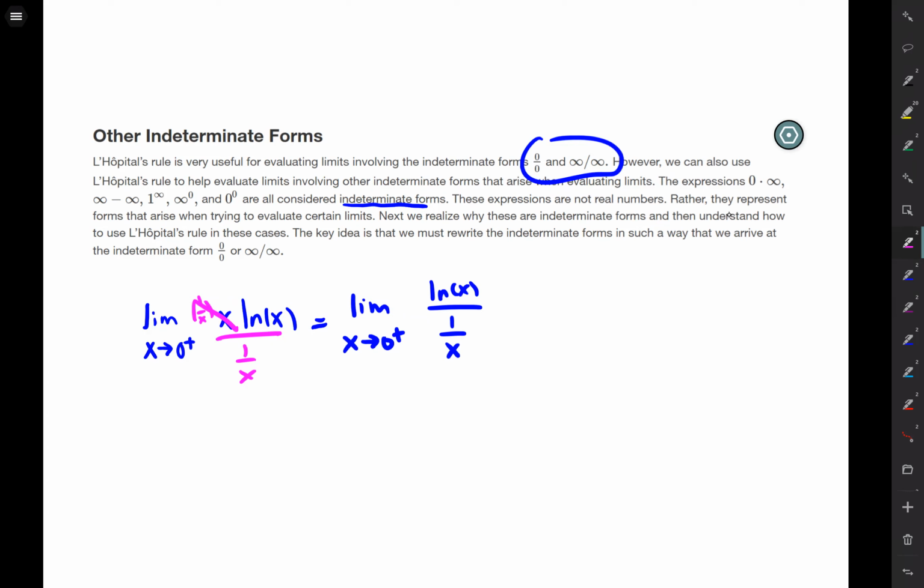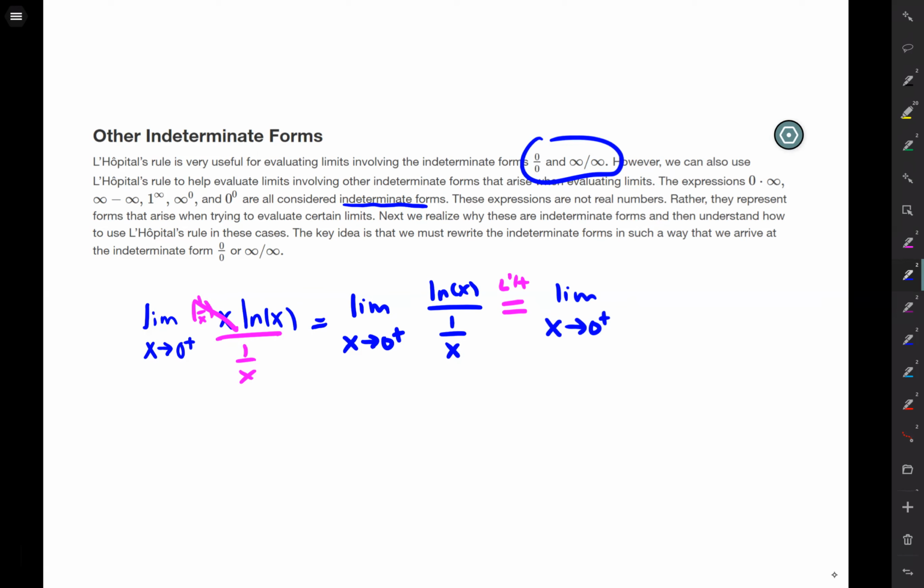But now both of these are differentiable functions, and if I plug in 0, I get negative infinity in the top, and I get infinity on the bottom. So now we have the indeterminate form, infinity over infinity, that we're used to dealing with. So L'Hopital's rule tells us that we should take the derivative of top and bottom, and we will get that this is the limit as x goes to 0 from the right of what?